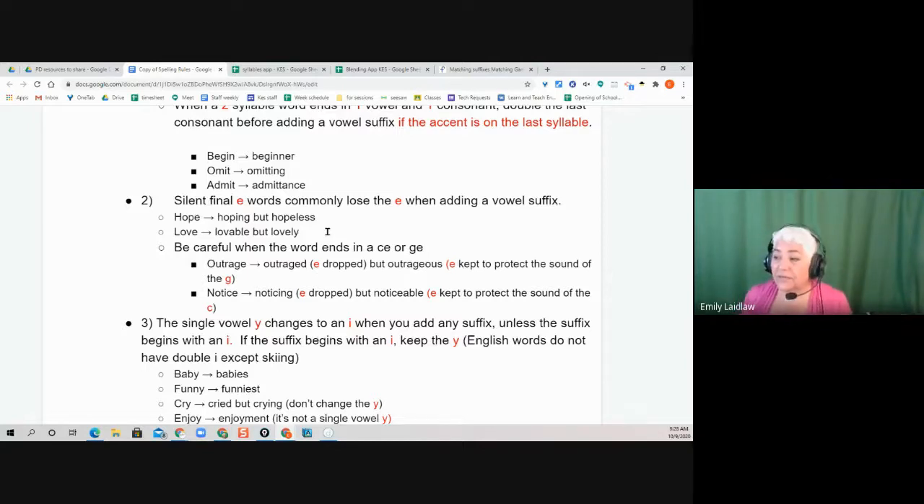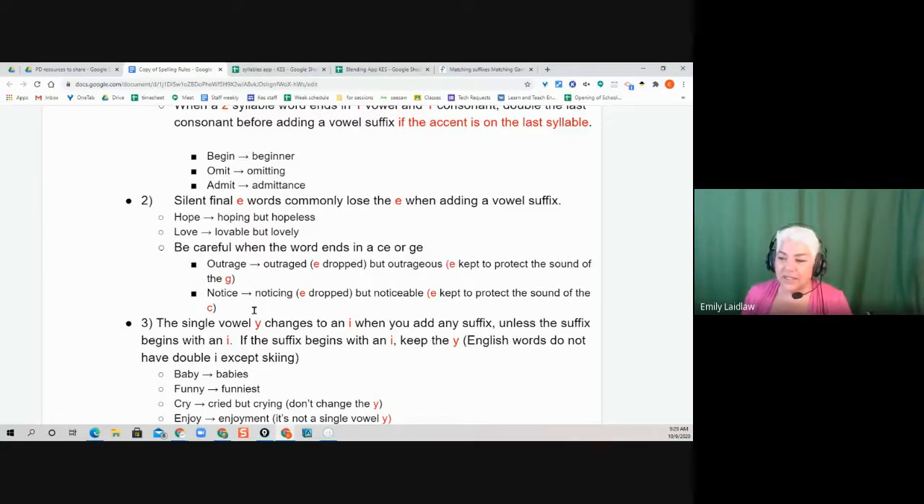But be careful if the word ends with a CE or a GE. Outrage, right? If I say I'm outraged at this, I can drop the E and add on my ED. But what happens if I want to say that's outrageous? I have to keep the E because of that other rule. If I drop that E, the G would then say G, because G can only say J if the next letter is an E, I, or Y. So it's not outrageous. I have to keep the E so I can still say outrageous.